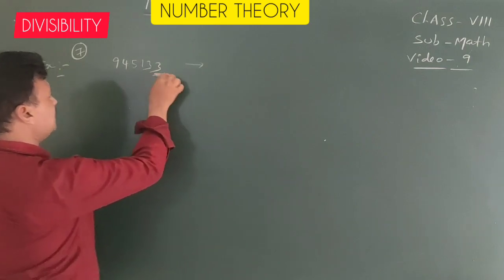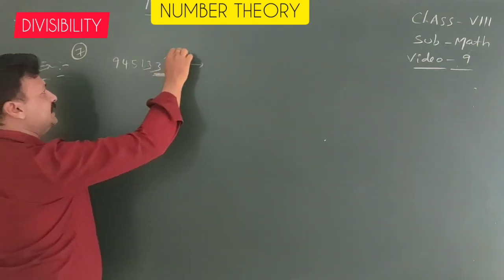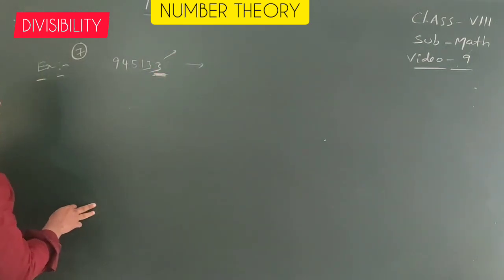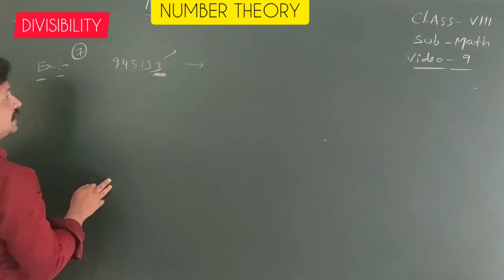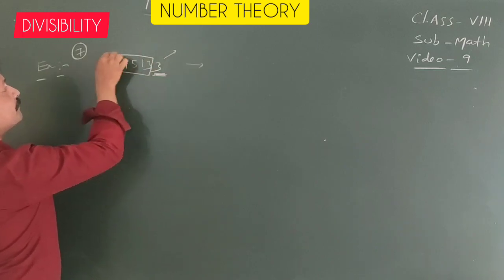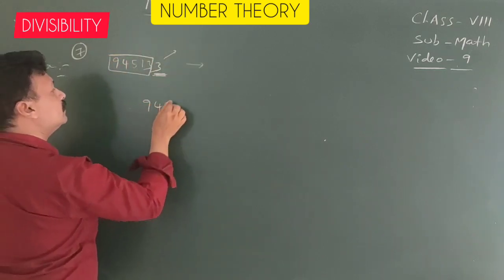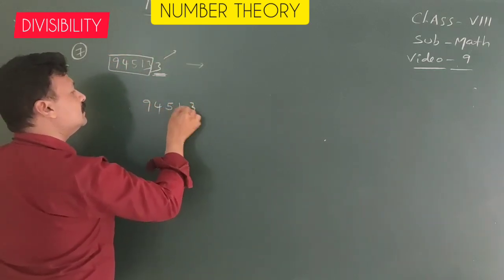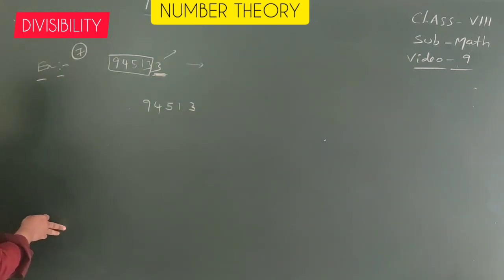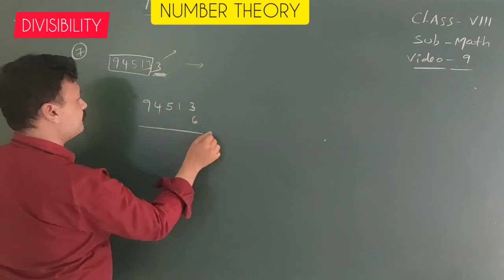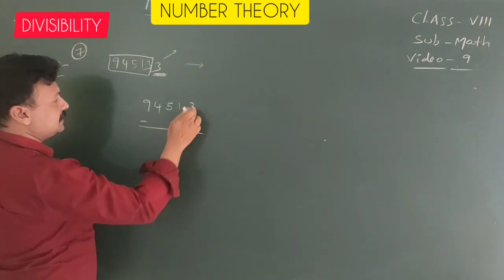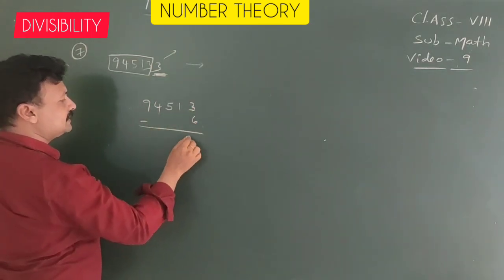What is the last digit here? Observe the last digit, 3. We need to subtract twice the last digit from the truncated number. What is the truncated number here? 9, 4, 5, 1, 3. Now we need to subtract 2 times 3, that is 6. Here 13 minus 6 is 7.